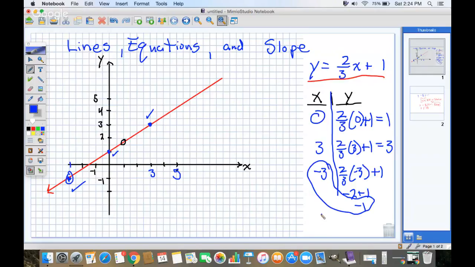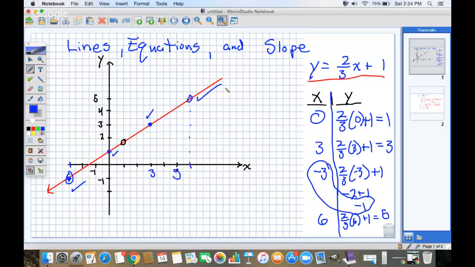If we plug in 6, then y would be 2/3 of 6. That would be 4. You add 1 to that, you get 5. So I should have the point 6, 5. So that's 5. This would be 6 if I go up 1, 2, 3, 4, 5. Nailed it. There's a point on my line.